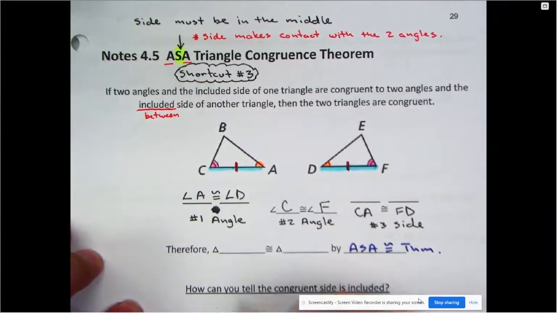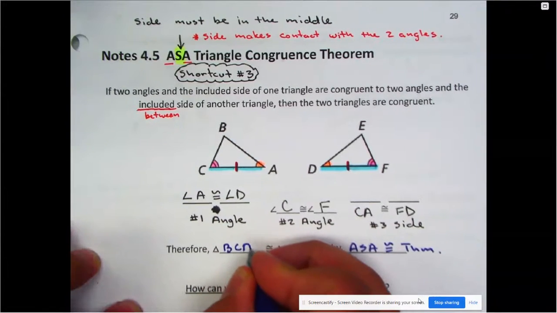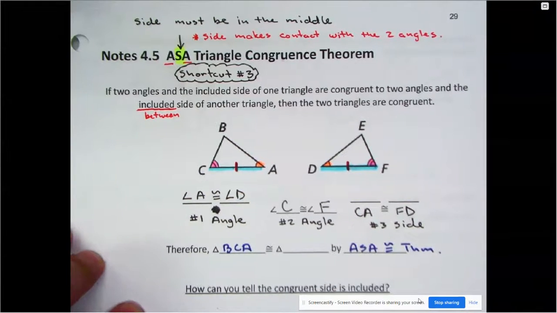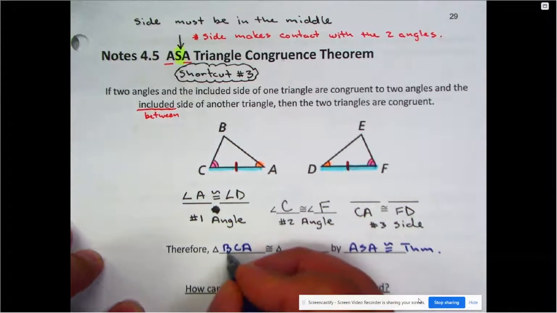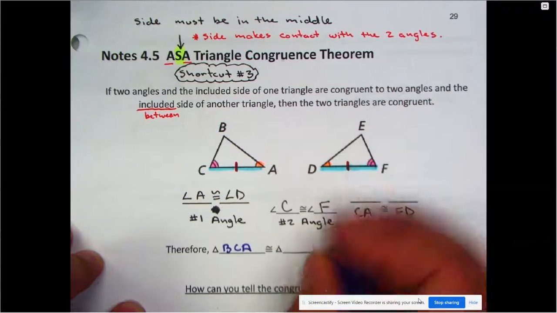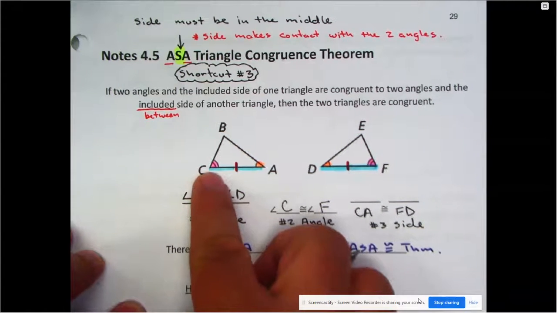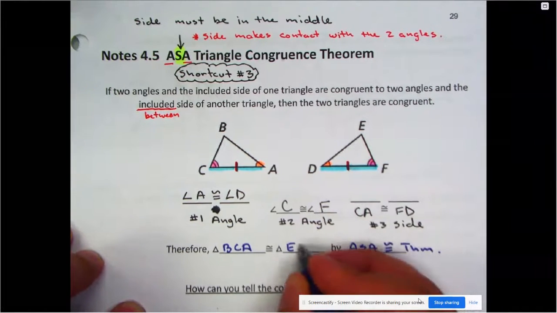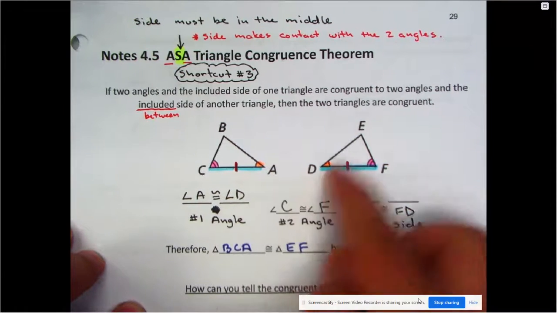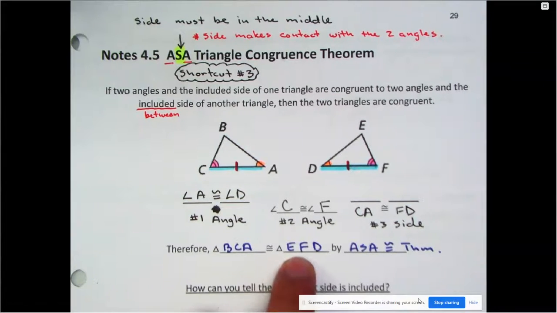Just like before, we can name triangle number 1 in any order I want. For instance, I could call it BCA if I want to get away from alphabetical order. But now that I named this one, for the second one, order is very important. If I use the letter B first, notice B is here, has no marks. That means E should be the very first letter for this one because it also has no mark. The letter C, which is my pink angle, should go with letter F. And the A, which is orange, should go with the letter D, which is orange. This is what we call a congruency statement. We have now said the two triangles are congruent by this shortcut.